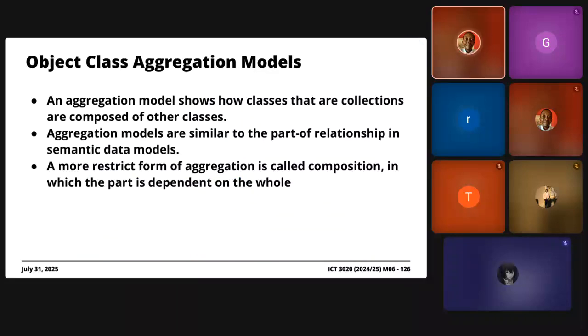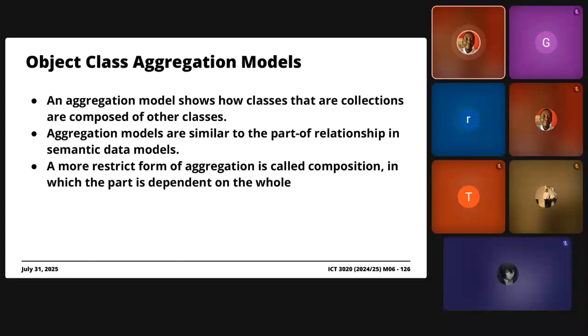For instance, you have aggregation. The idea behind aggregation here is that you're trying to showcase how classes that are collections are composed of other classes. We discussed composition just now. It turns out that aggregation and composition are both types of part-of relationships.